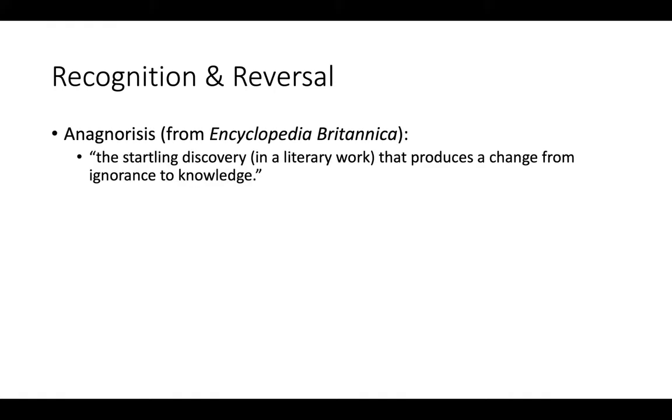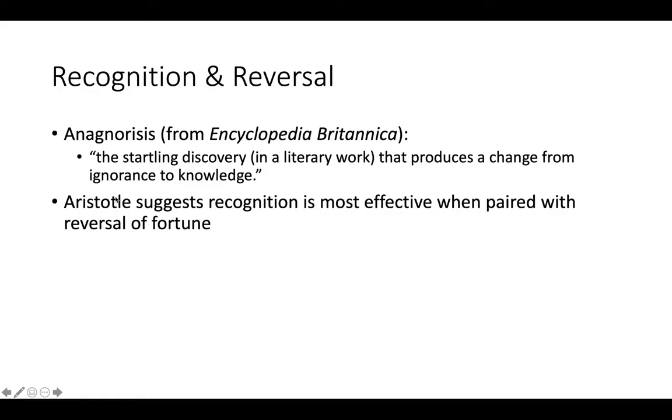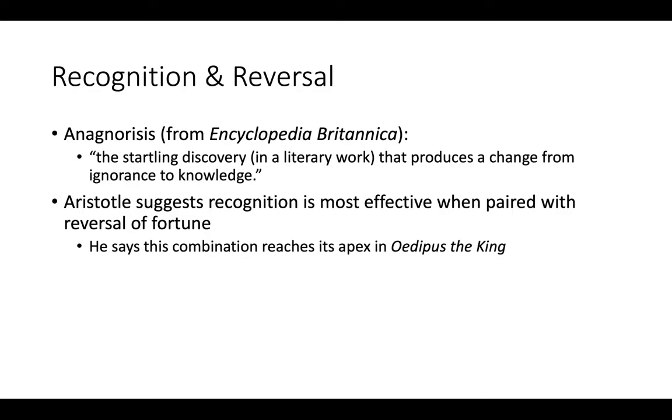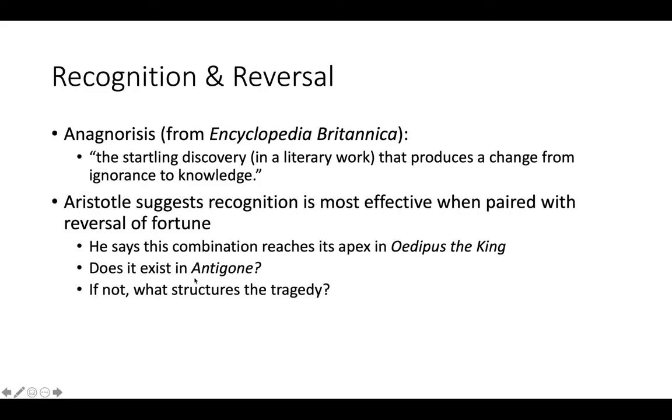And so in this way, we can talk about the recognition and reversal things from Aristotle. So remember, recognition, or anagnoresis, the startling discovery that produces a change from ignorance to knowledge. Aristotle suggests it's most effective when paired with reversal of fortune. He sees this as reaching its apex in Oedipus the King when those two things come at once. But we can also see potentially that this happens for Creon. So does it exist in Antigone? I think so, in some ways, but in some ways not. And so we'll talk about that in this slide.